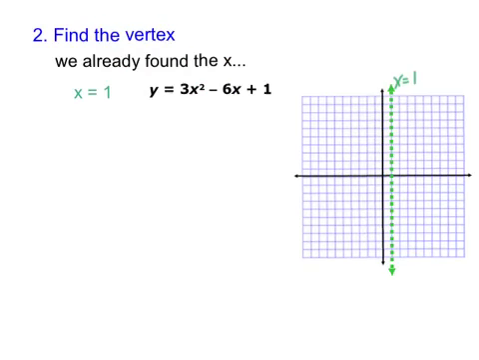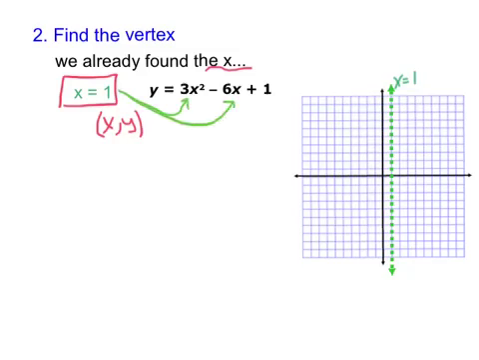Okay, so now that we have our axis of symmetry in place, what we can do is find the vertex. And the nice thing about this is I told you that the vertex has the form x comma y, and we know that that line of symmetry goes through the vertex, so the x value is going to stay the same, and we already found the x on the last page. We know that x is equal to 1, and so now all we really have to do is take that x and plug it in to get a value for y.